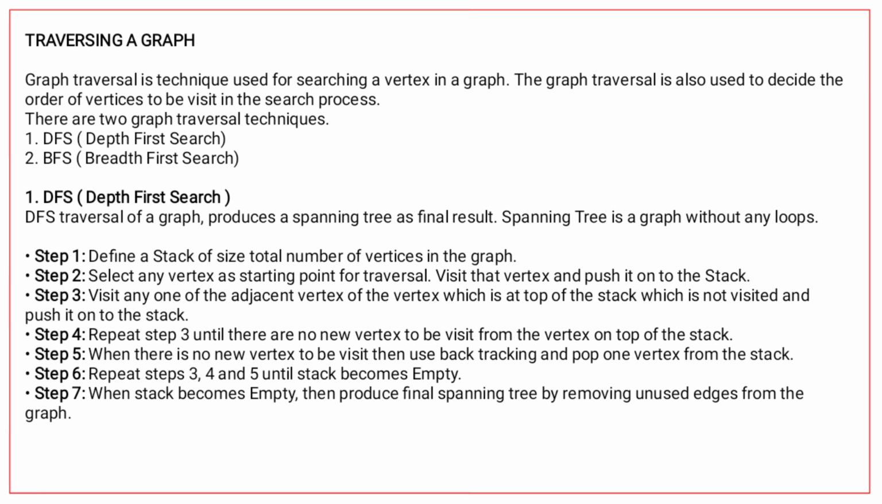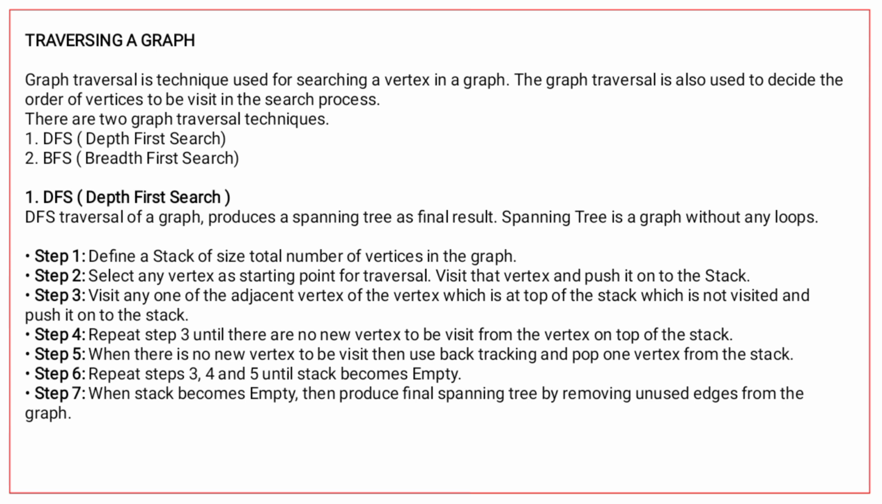Now first is depth first search. DFS traversal of a graph produces a spanning tree as a final result. A spanning tree is a graph without any loops. We use a stack data structure with a maximum size of the total number of vertices in the graph to implement DFS traversal of a graph. Use the following steps to implement DFS traversal. Step 1. Define a stack of size total number of vertices in the graph. Step 2. Select any vertex as starting point for traversal. Visit that vertex and push it onto the stack.